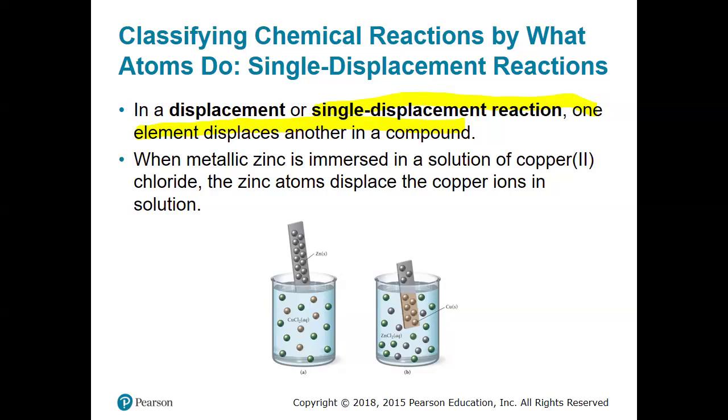But if we dip a strip of zinc into that copper solution, what will happen is that the copper ions will start to deposit on the zinc strip and give us copper metal. So chemically speaking, we started with zinc and copper 2 chloride. In the end, we're going to end up with copper metal and zinc chloride as a result. The zinc has kicked out the copper from the compound.